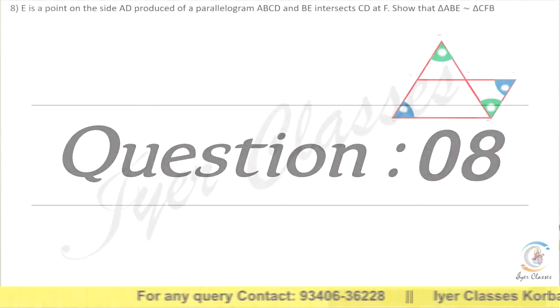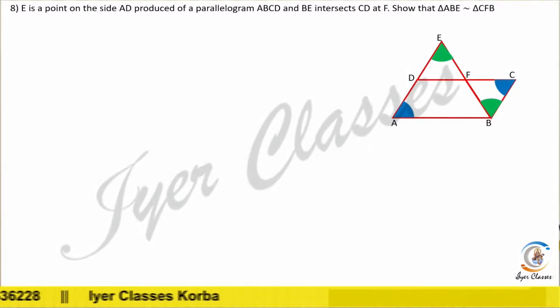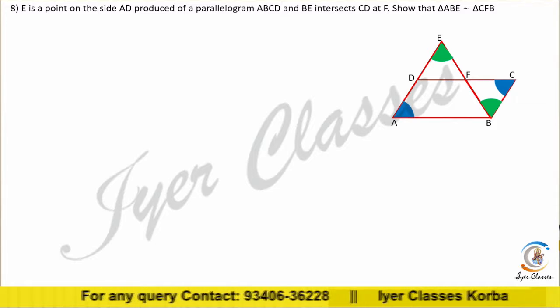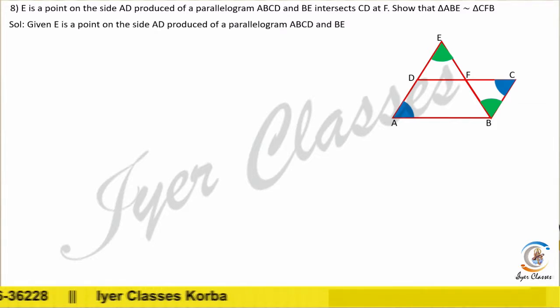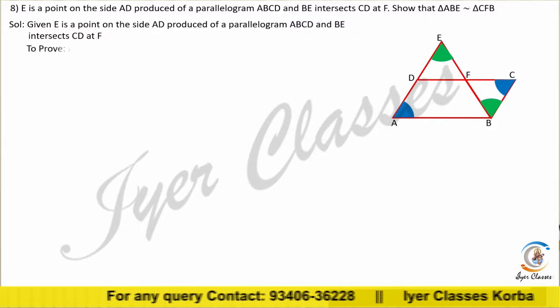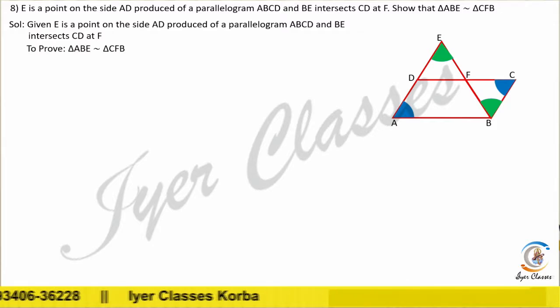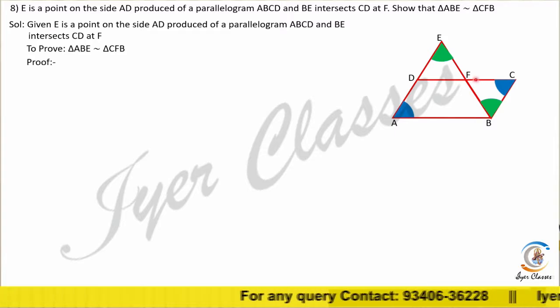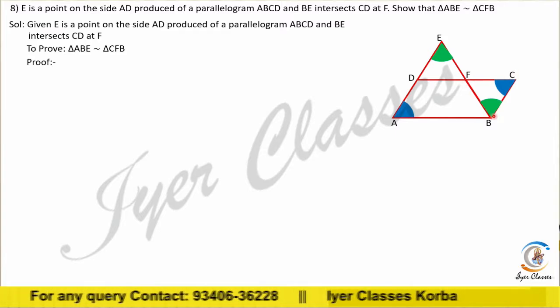E is a point on the side AD produced of a parallelogram ABCD and BE intersects CD at F. Show that triangle ABE is similar to triangle CFB. You are given that E is a point on the side AD of parallelogram ABCD and BE intersects CD at F, as you can see in the diagram. You are supposed to prove that triangle ABE is similar to triangle CFB.